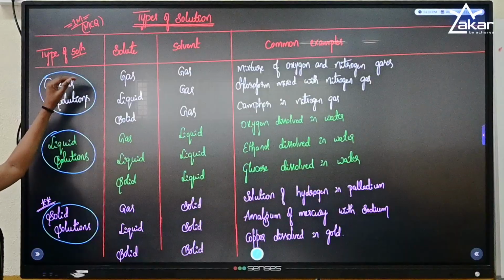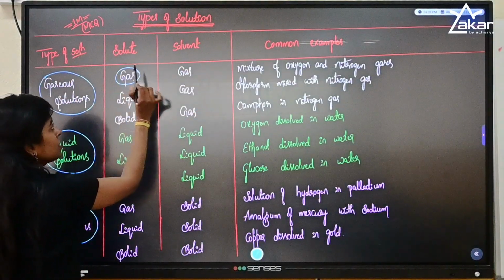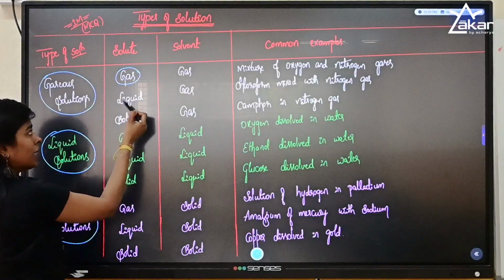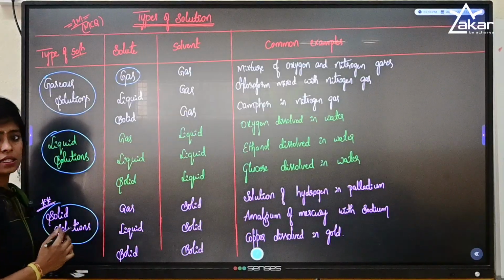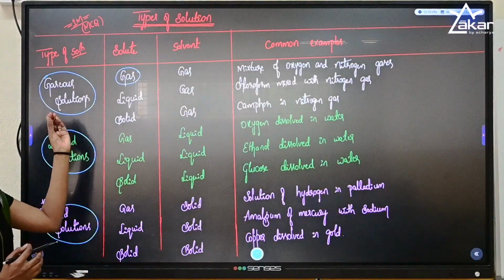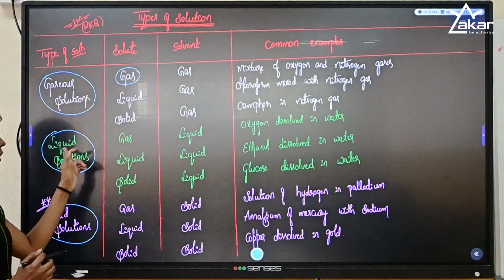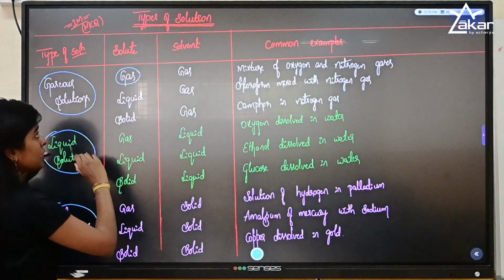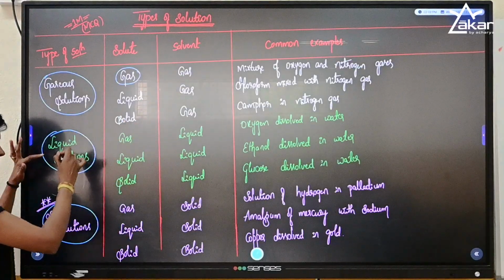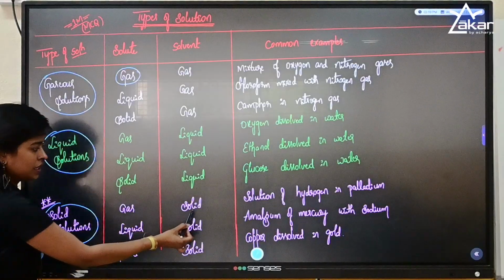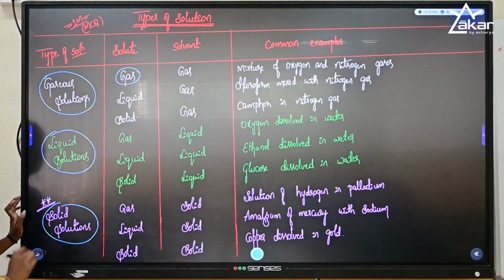Gaseous solution, in this gaseous solutions you can see 3 different types, that is solute can be gas, solvent can be gas, or solute can be liquid, solvent gas, or solute can be solid, solvent is gas. Physical state is represented by the solvent state. If this is in gas, gaseous solvent. You can see in the liquid solution, the physical state is represented by the nature of the solvent. Here it is liquid, so liquid solution. Similarly, in case of solid, solvent nature is solid, so we call it as solid solutions.